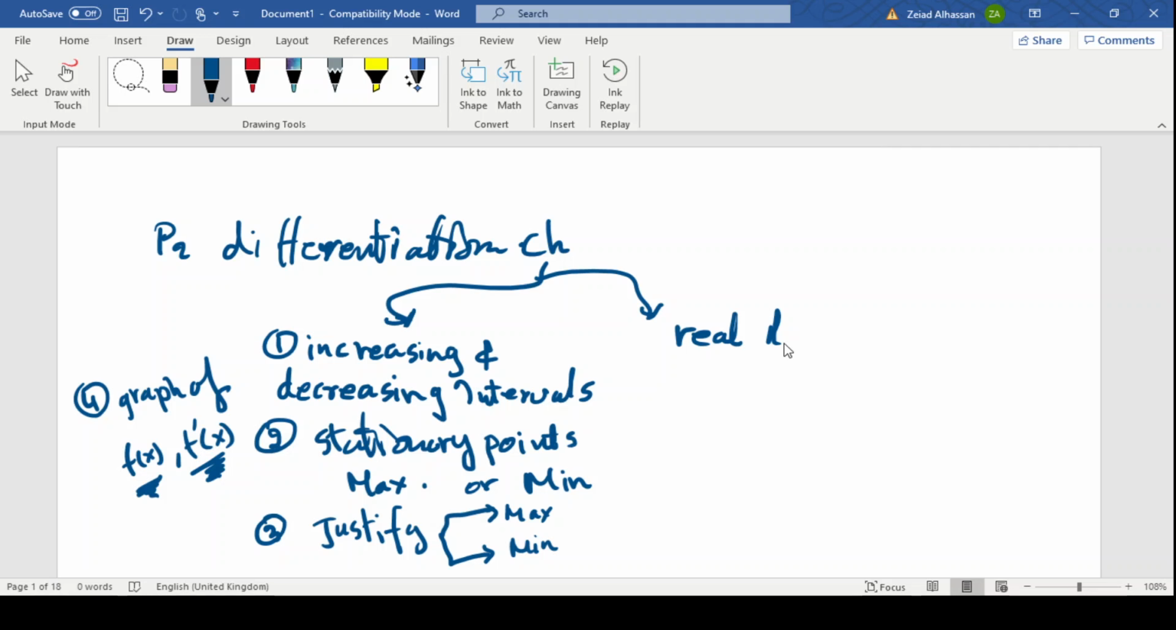which is applying differentiation into real life situations for volumes, surface areas, and so on. So we will start doing the revision. I'll start doing the revision from the beginning of this chapter, and we will then solve past paper questions using this.